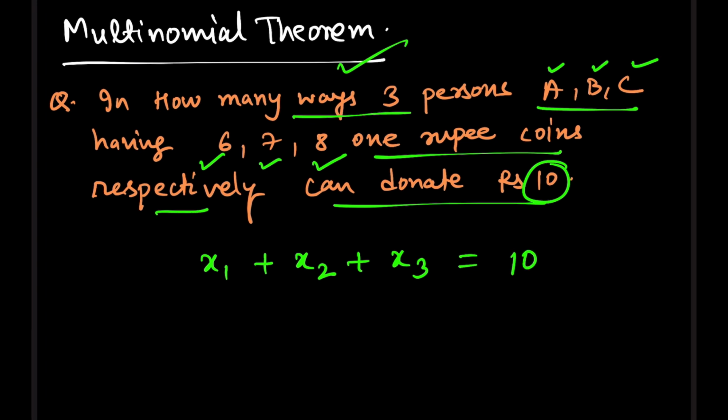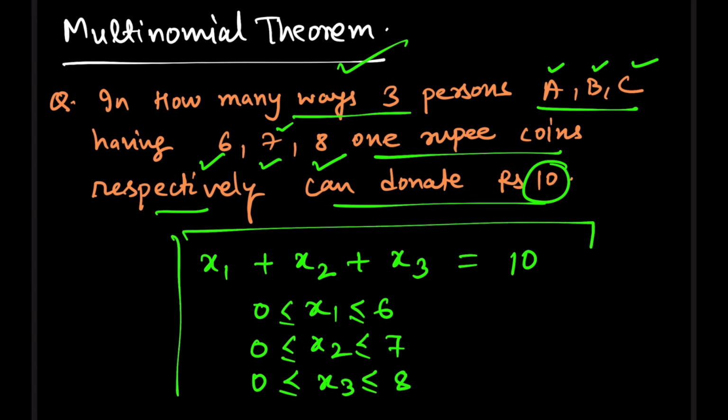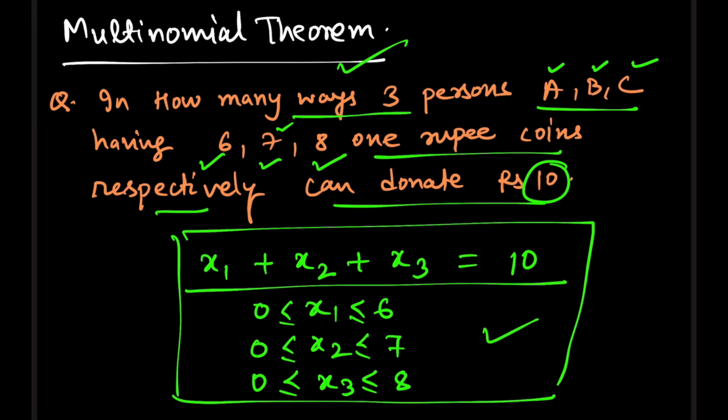A, that is x1, has 6 coins, so he can give 0, 1, 2, 3, at max 6 coins. Similarly, x2 can be from 0 to 7, as B has 7 coins. Similarly, the third person can give up to 8 coins. So you can understand this is the equation which you will get. This is the condition and this is the equation.